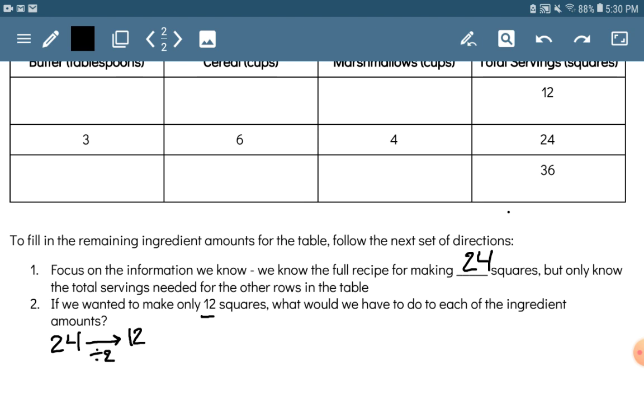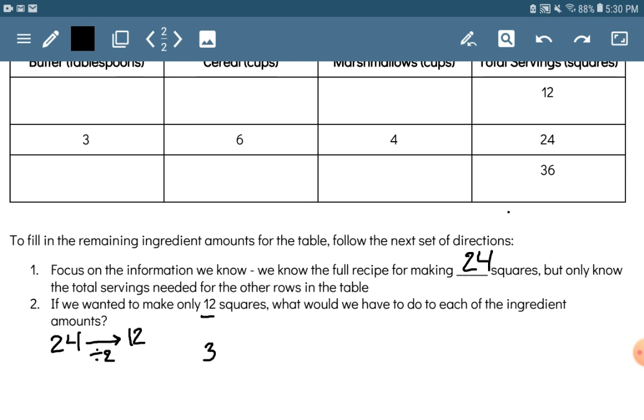What you've heard us say a million times, and you'll hear it a million more, is that whatever you do to one side, you have to do to the other. So if you are dividing your total serving of 24 by 2 to get our new serving of 12, we have to do that with each of our ingredient amounts. So I'm going to start with my ingredient of butter.